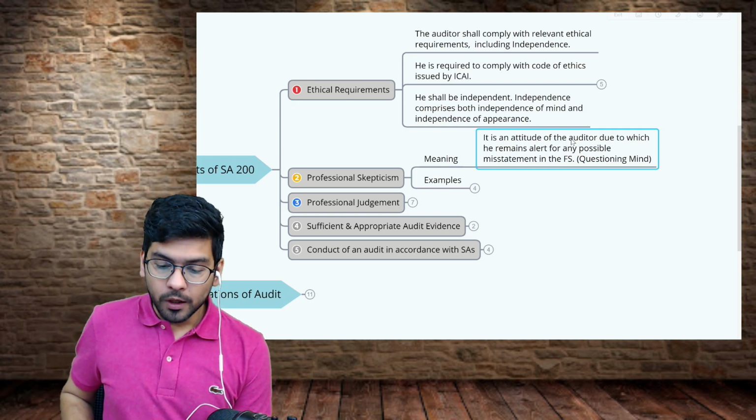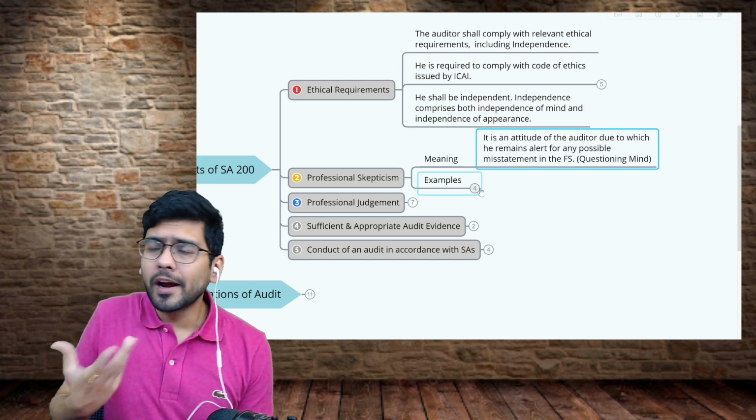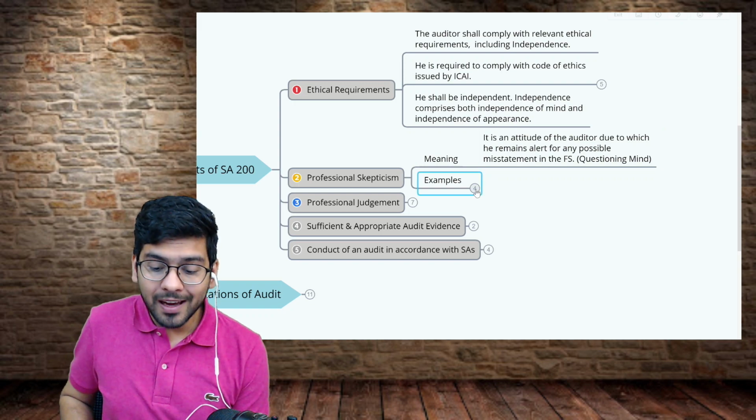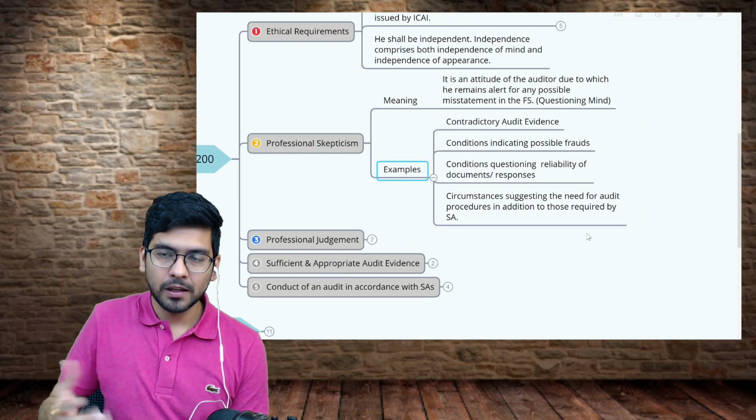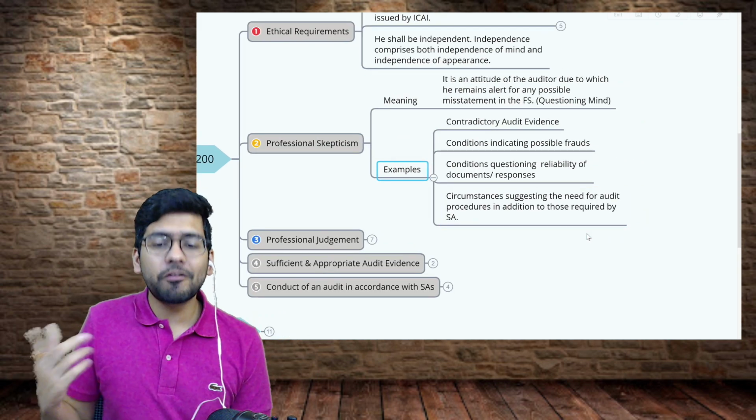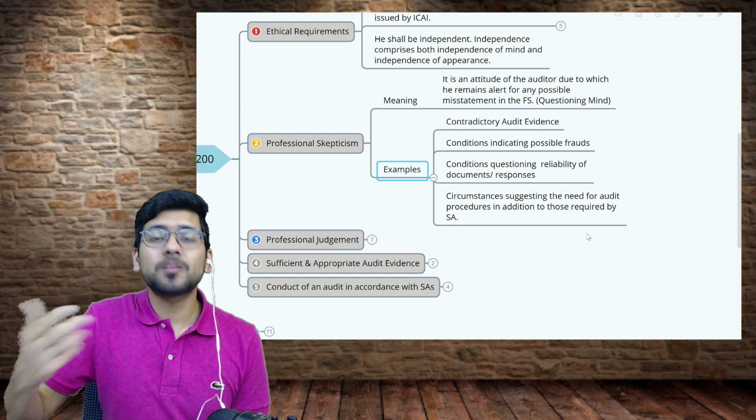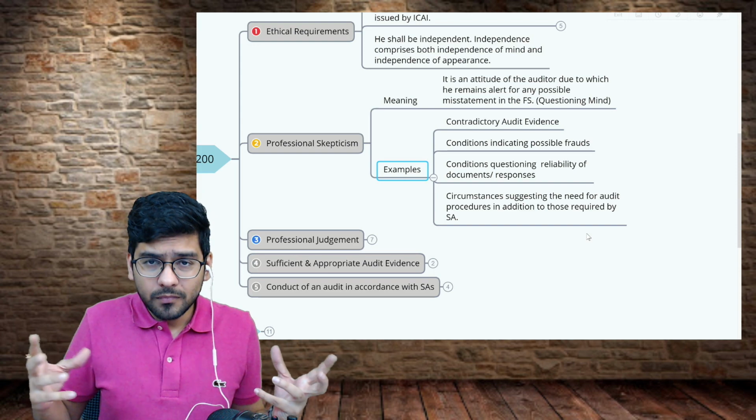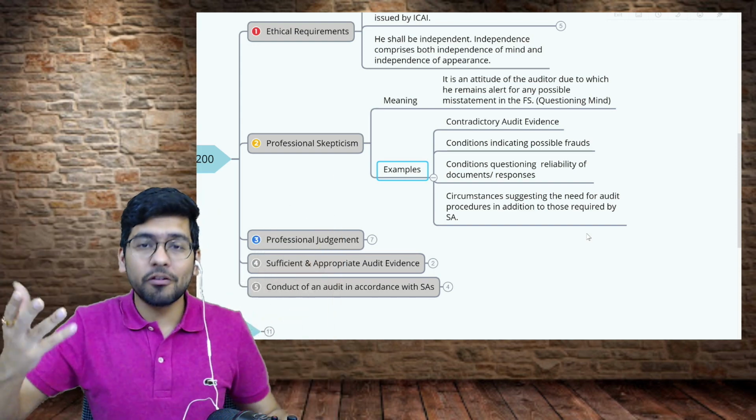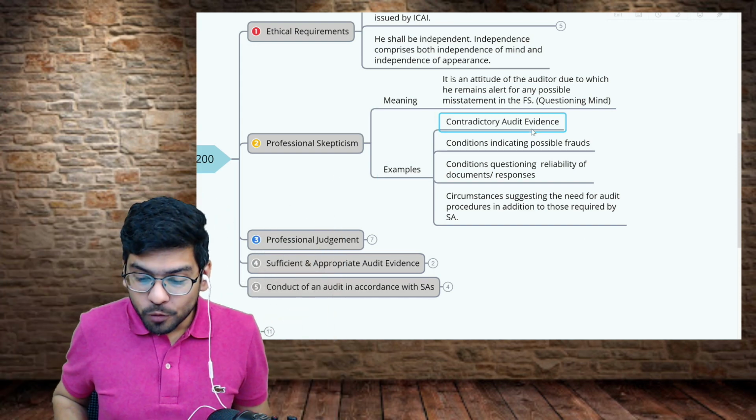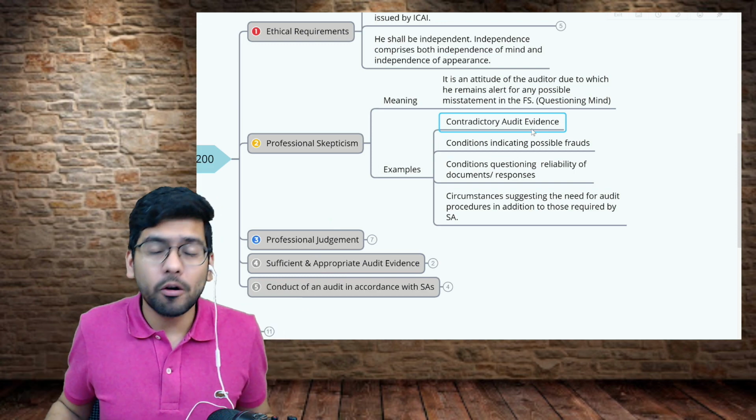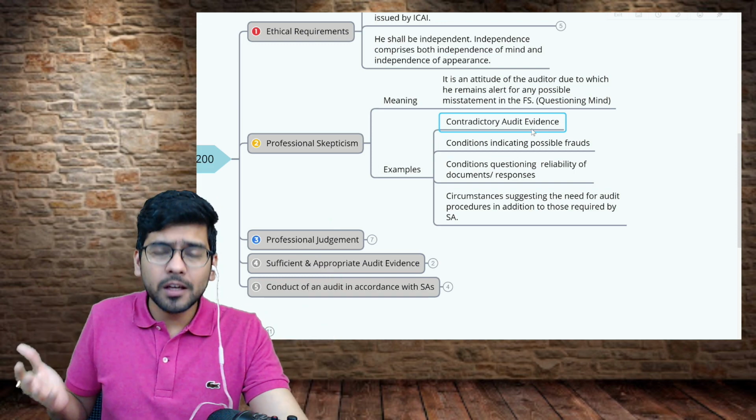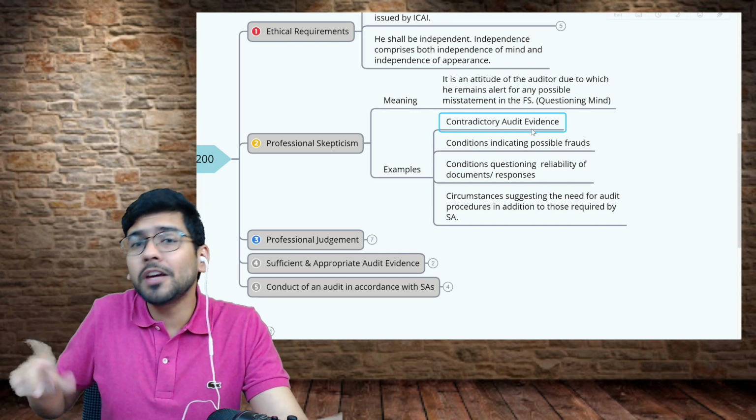All right. So now, if this question, write a note on professional skepticism, comes in the exam, you have to write the meaning, and some examples, some situations where you have to exercise professional skepticism, wherein you have to switch on the radar of your professional skepticism. So you have found some contradictory audit evidence. Management was telling you something else, but when you started doing the audit, you found something contradictory.